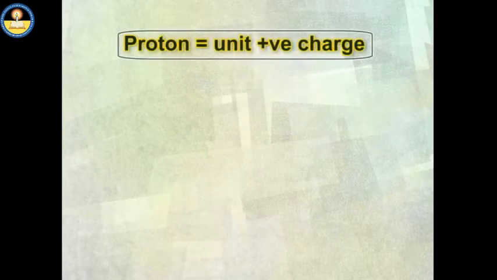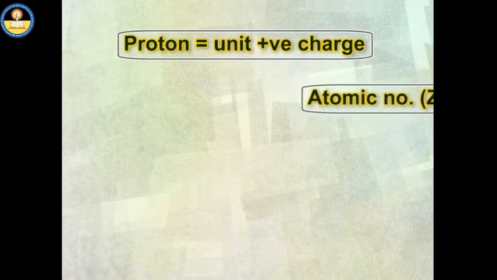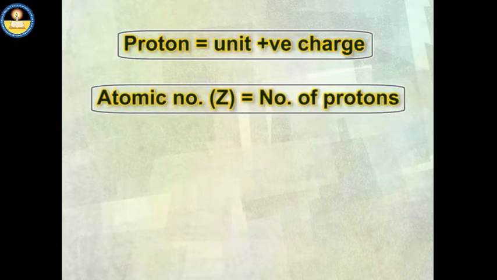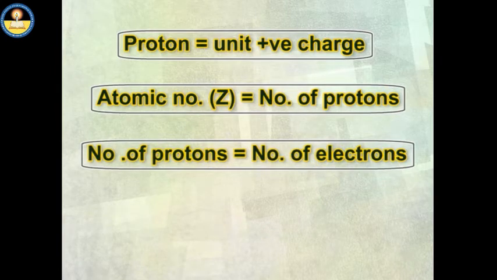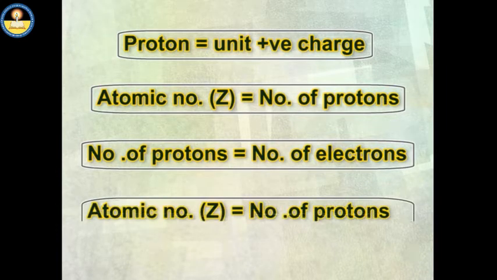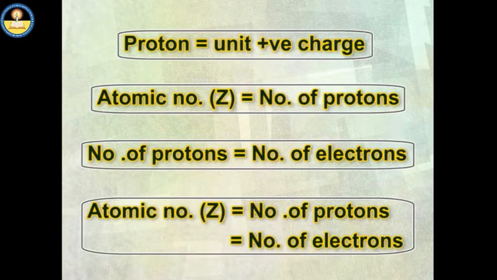We know that all the protons are present in the nucleus of an atom and each proton has a unit positive charge. Therefore, the atomic number of an element is the same as the number of protons. In an atom, protons and electrons are the same in number since the atom is electrically neutral. Therefore, the atomic number of an element must also be equal to the number of electrons. Thus, atomic number is equal to number of protons, which is equal to number of electrons.